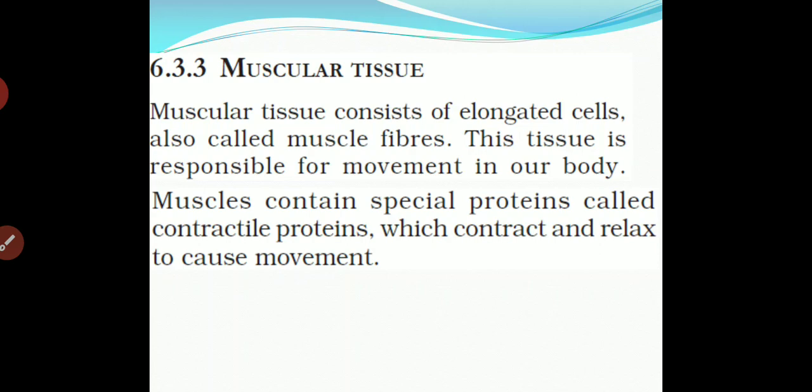Muscles contain a special protein, which we call a contractile protein. In a muscle there is a special protein which is said to be a contractile protein, which contracts and relaxes to cause movement. Just now we discussed that in a muscle there is a protein, the contractile protein, which can be easily contracted and relaxed.